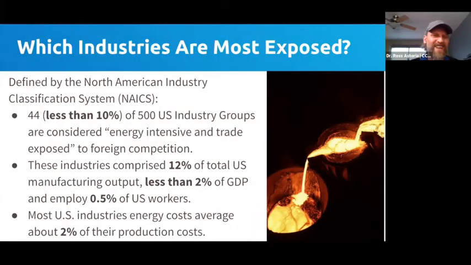An overview of how many different types of industries are in the energy emission intensive trade exposed arena. The North American Industry Classification System has about 500 industry groups, and less than 10% of them are in this category. They comprise about 12% of total US manufacturing output, less than 2% of GDP, and they employ about 0.5% of US workers. So important, but not huge and all encompassing.